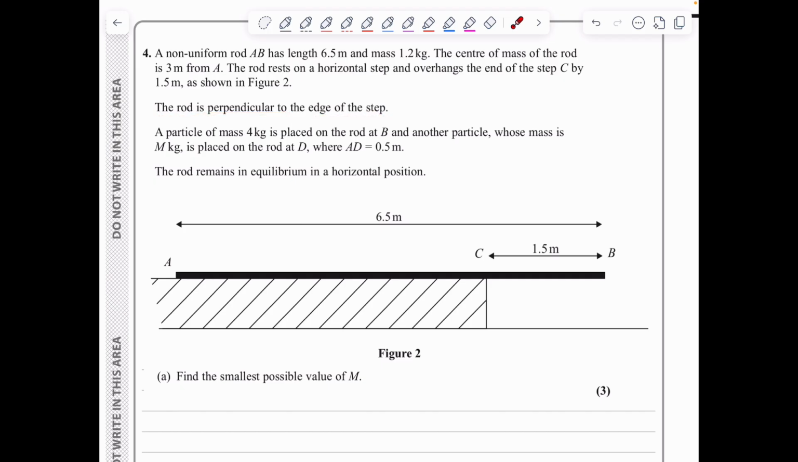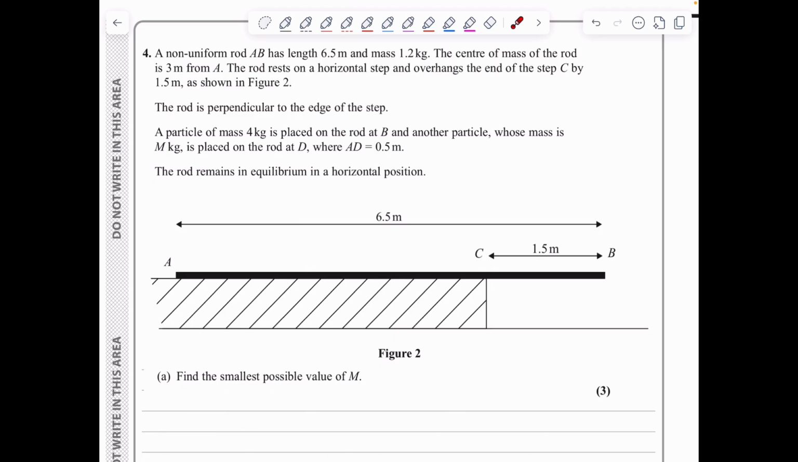A particle of mass 4 kilograms is placed on the rod at B, and another particle with a mass of capital M kilograms is placed at D, where AD is 0.5 meters. Now the rod remains in equilibrium in a horizontal position, and we need to determine the smallest possible value of M. Let's start by adding everything that is involved here.